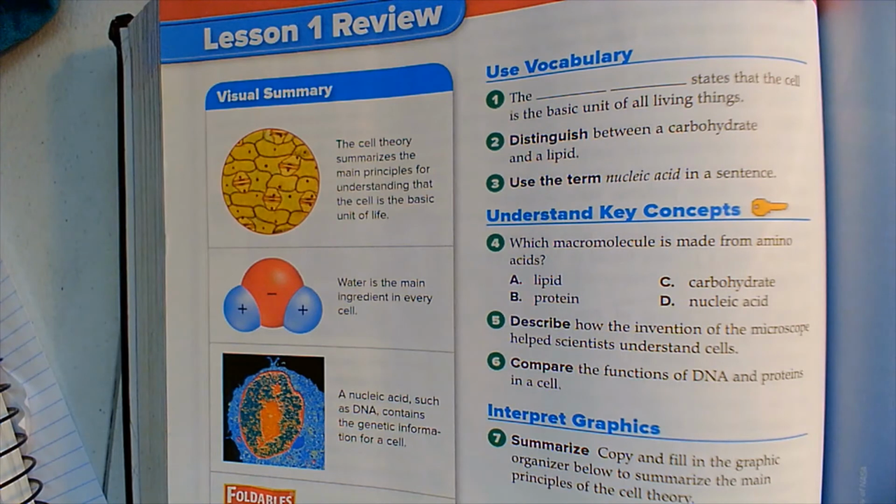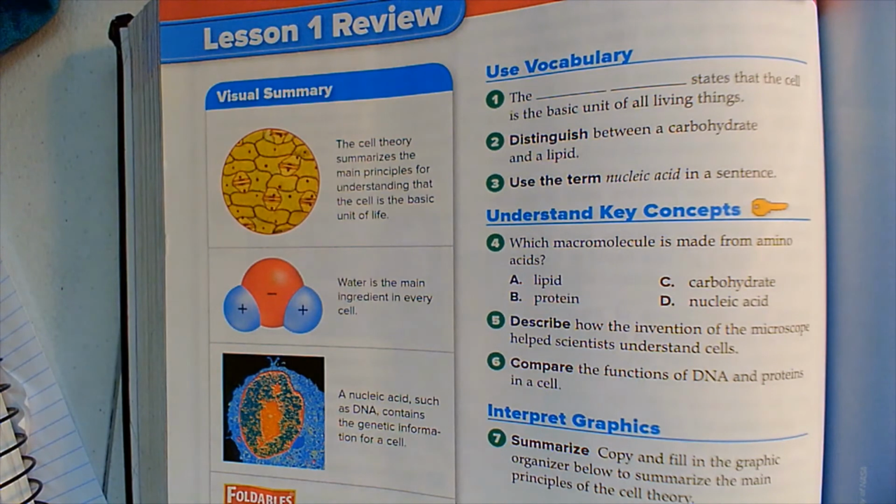Number 5. Describe how the invention of the microscope helped scientists understand cells. Well, the invention of the microscope enabled scientists to see the structure and function of the cells. Before they had a microscope, they did not know about cells because they could not see them.